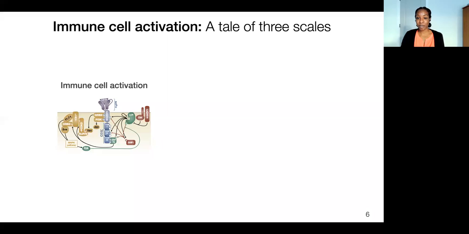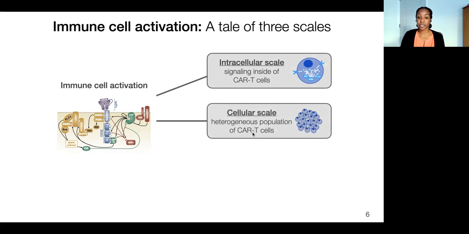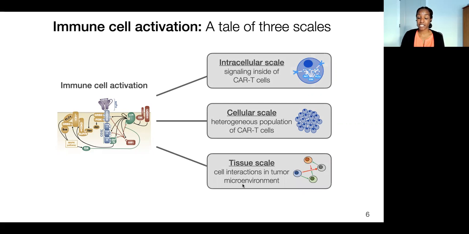So what I'd like to tell you about today is a tale of 3 scales. And so we'll start by looking at the intracellular scale and looking at signaling inside of CAR-engineered T cells. And then we'll move up to the cellular scale, so examining a heterogeneous population of CAR-engineered T cells. And then finally looking at the tissue scale, so interactions between cells in the tumor microenvironment. And there'll be some points throughout the talk where I welcome questions, but also happy to take questions at the end as well.